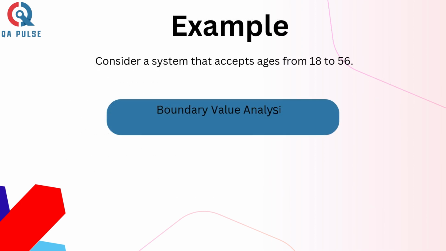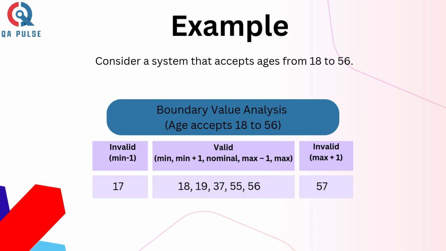Consider a system that accepts ages from 18 to 56. So how will you prepare the test cases using boundary value analysis? If you take 17, it is less than 18, so it is invalid. And if the system takes 57, it is greater than 56, so it will also be invalid. And what will be the valid entries? The minimum and maximum values like 18 and 56, then 19, 37, 55, these all are valid, but you have to surely make sure that boundary values are tested properly.